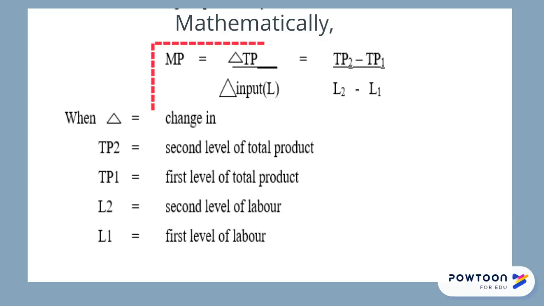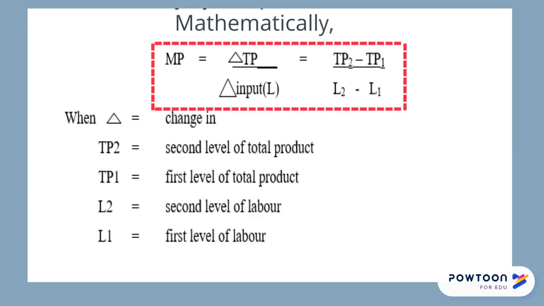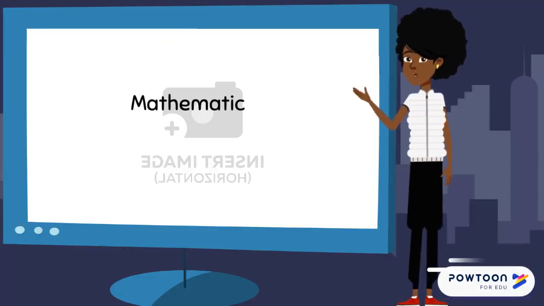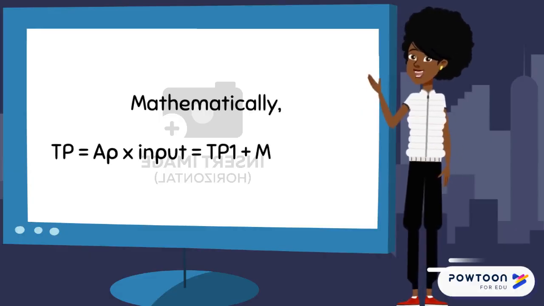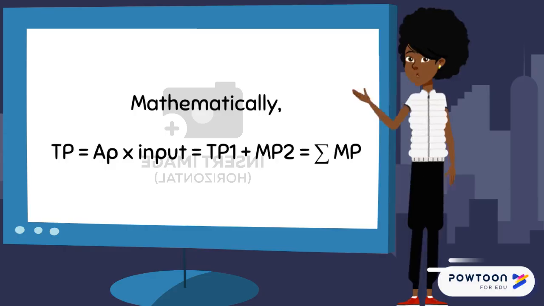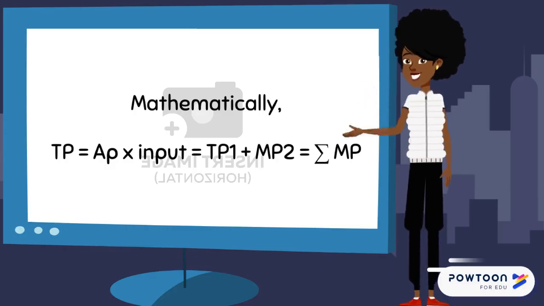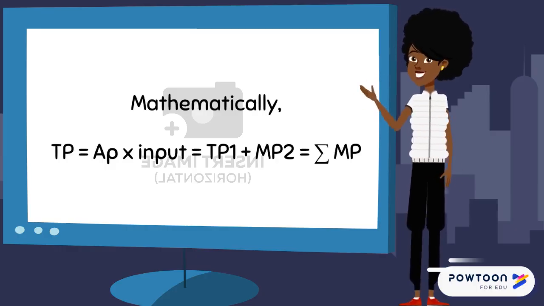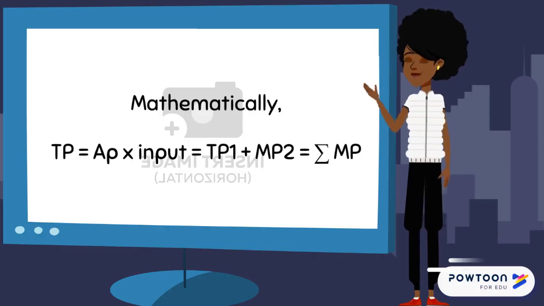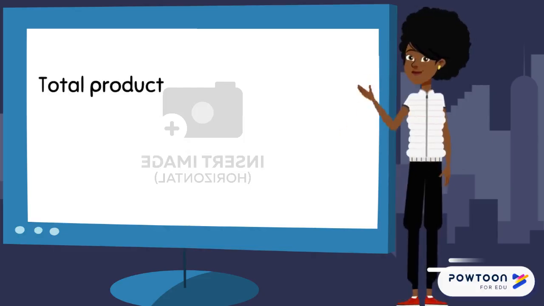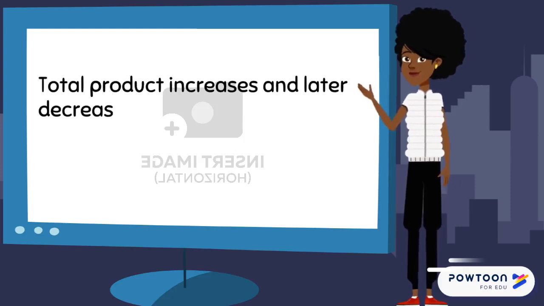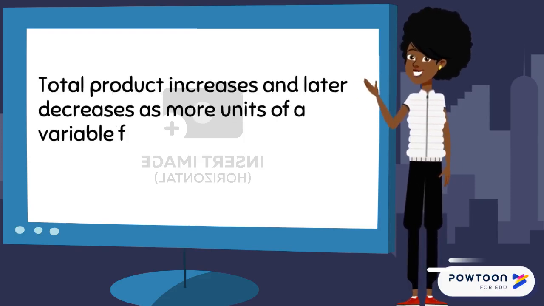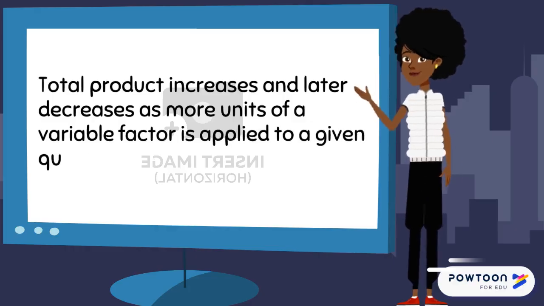Mathematically, marginal product can be calculated as change in total product over change in input. Total product equals average product times input, or total product 1 plus marginal product 2. This will give you all the total products. Total product increases and later decreases as more units of a variable factor are applied to a given quantity of a fixed factor.